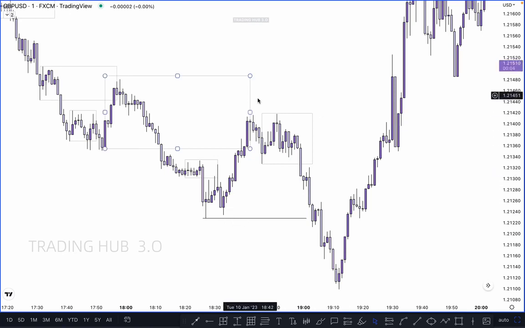But if there is a supply tap here, then we can take this entry, which will be covered in the entry videos: when and where we should take entry in a lower time frame and in a higher time frame. This video is all about order flow identification.